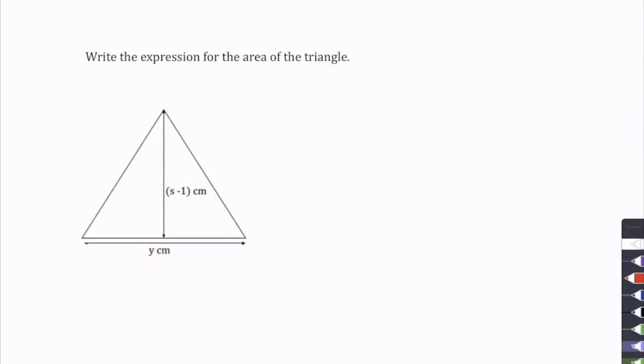In this question, it states, write the expression for the area of the triangle. Well, we need to know that the area of a triangle is given by half base height, or half times the base times the height. So a half times the base, now the base happens to be y centimeters from the diagram, and the height happens to be s minus 1. So I'm going to place that in brackets just to keep it a little bit neater.